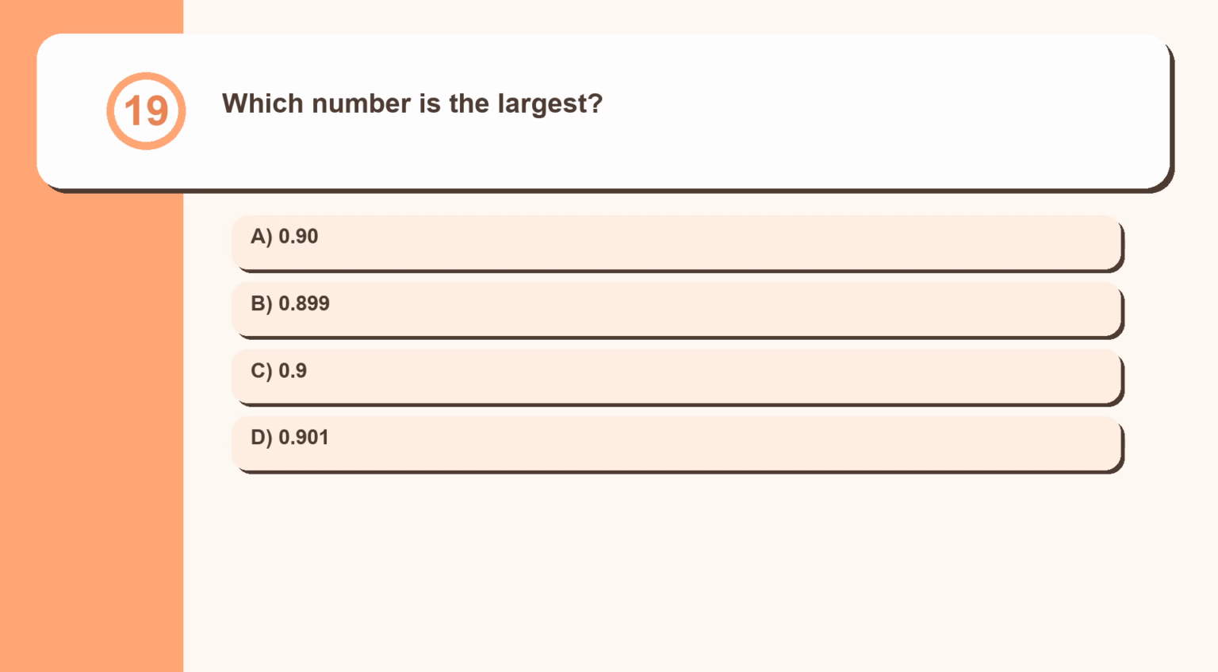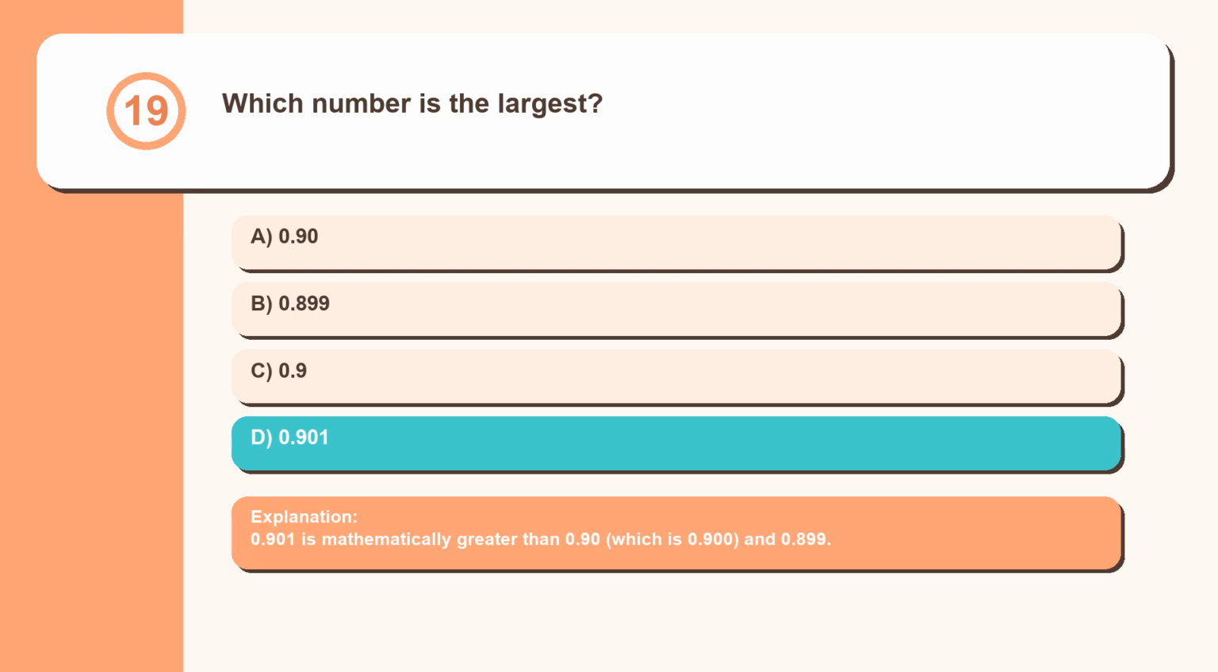Question 19. Which number is the largest? 0.90, 0.899, 0.9, 0.901. 0.901 is mathematically greater than 0.90, which is 0.900, and 0.899.